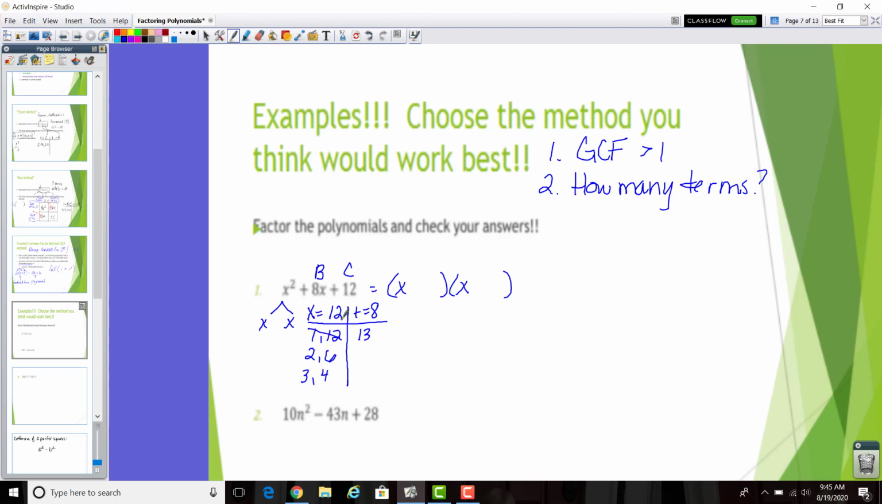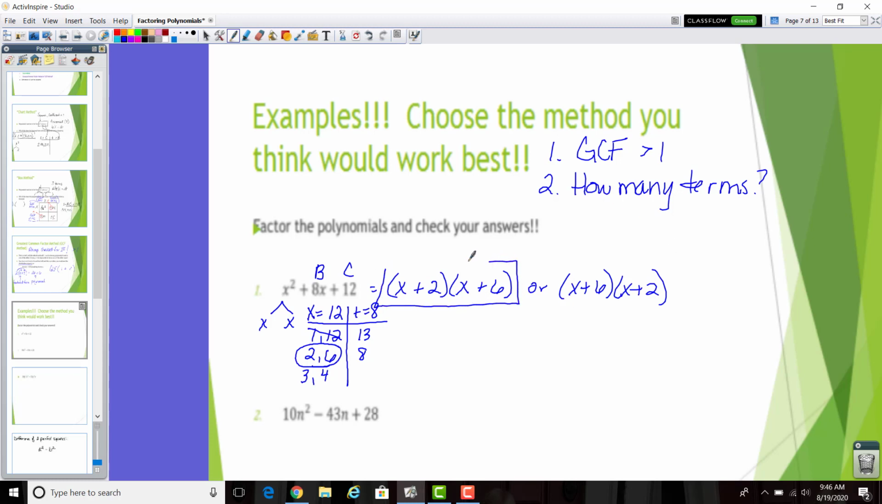So that's not going to work. 2 times 6 gives me 12. 2 plus 6 gives me 8. So these are the numbers that I want to complete my factors. So they're both positive, so it's going to be a plus 2 and a plus 6 behind my x's. You could also write them like this. Remember that multiplication, you can put in any order and you would get the same answer.